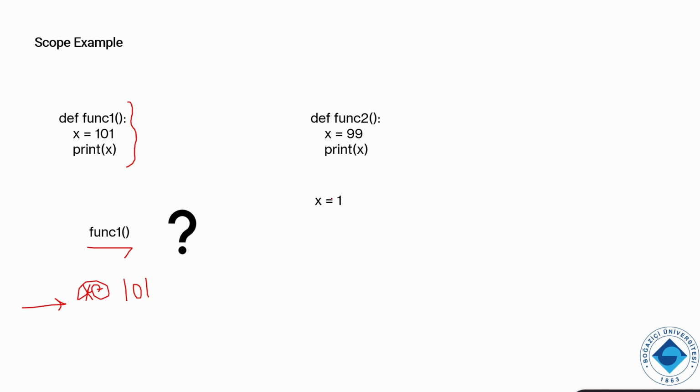And second question, if I define function 2 here and if I write x equal 1, and if I call function 2, what are we supposed to see? Okay, here x equal 1 and function 2. You will see 99 on the screen.